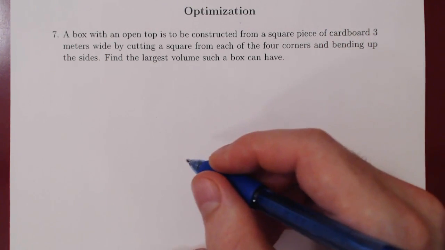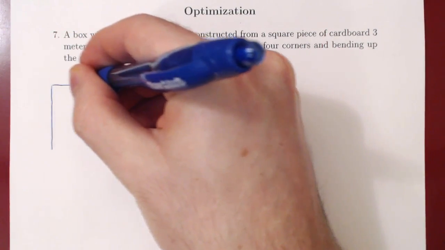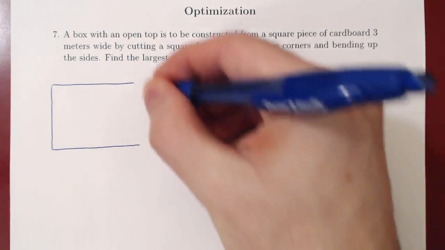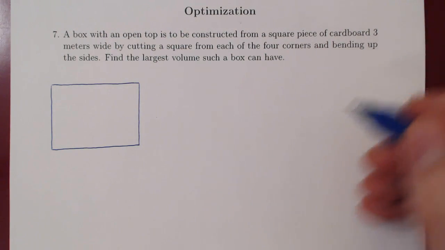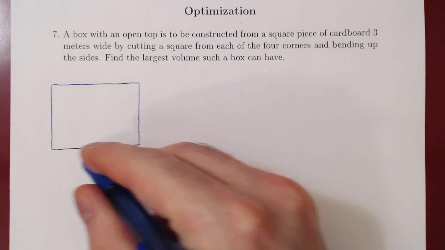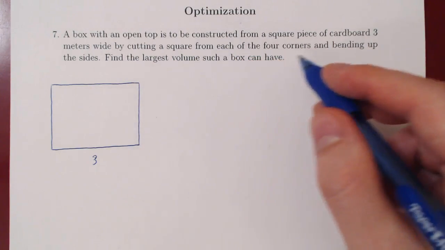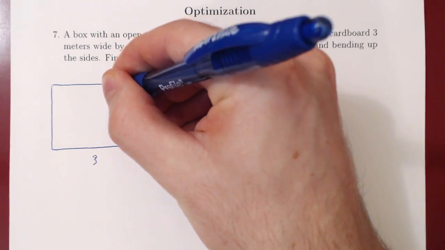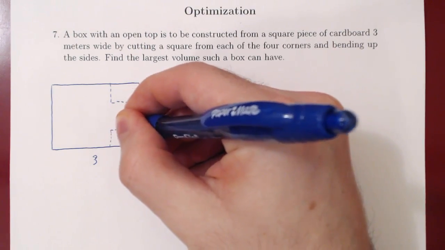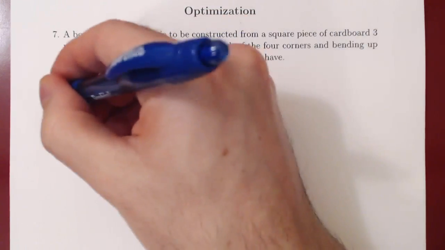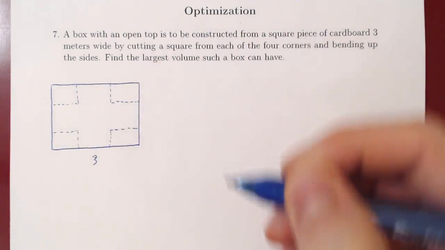So let's draw a picture. We have a square piece of cardboard, and each side is of length 3 meters. So we can write here 3. So this is 3 meters. And now what are we saying? Well, we're cutting a square from each of the 4 corners. So we cut a square from this corner. We cut a square from this corner. Cut another square from the other corner. And finally, another square from the 4th and final corner.